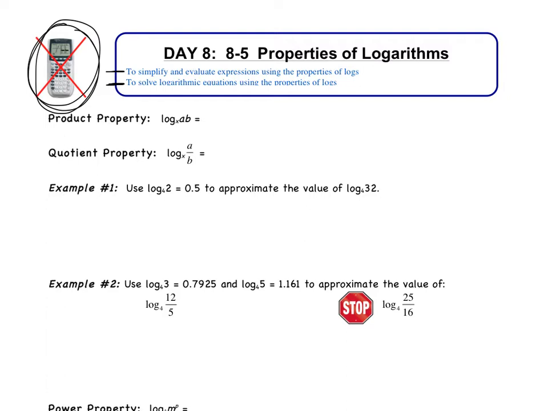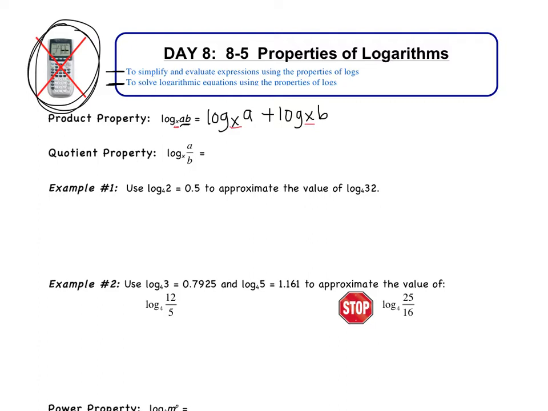Product means multiply. So if you see in this example, it says log base x of a multiplied by b. So here's where our product comes in. That is equal to log base x of a add log base x of b. So if I have one log where the argument is being multiplied, I can split it up into two logs where I'm adding. And notice that my base stayed the same. My base was x, I have a base of x, I have a base of x. That's the product property.